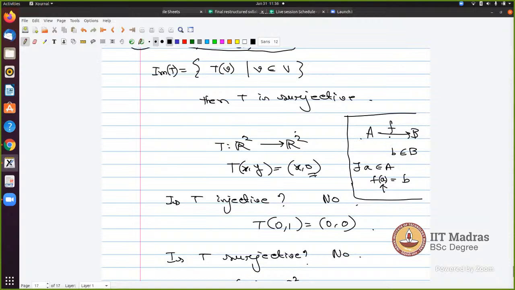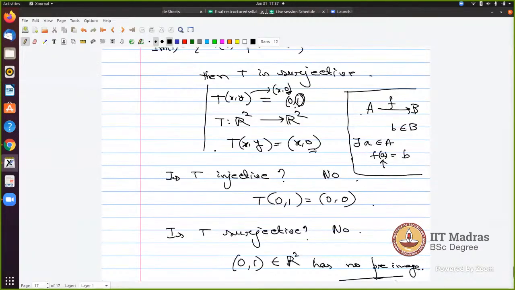That was the definition. Got it, sir. So here I am taking (0, 1) in R2, but it does not have any pre-image, because there is no (x, y) such that it is going to (0, 1), because (x, y) is always going to (x, 0). So the second coordinate must be 0, but here the second coordinate is 1. So it does not have a pre-image. Clear?